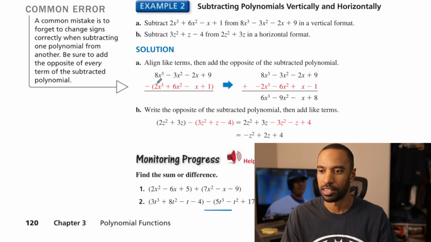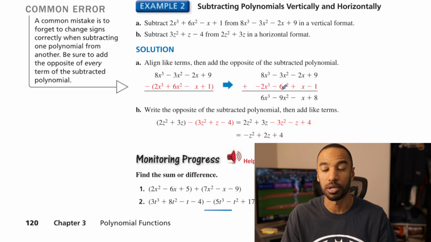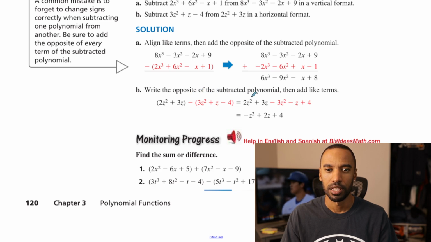They're saying add the change of signs. This turns negative, this turns negative, this turns positive, this turns negative. Negative, negative, positive, negative. Now combine like terms. Subtraction is being had. There's your result. Again, in standard form. You can do the same thing here.